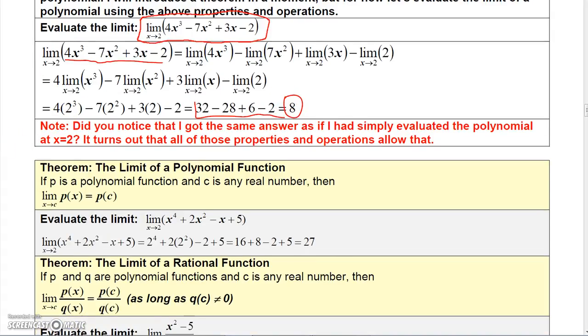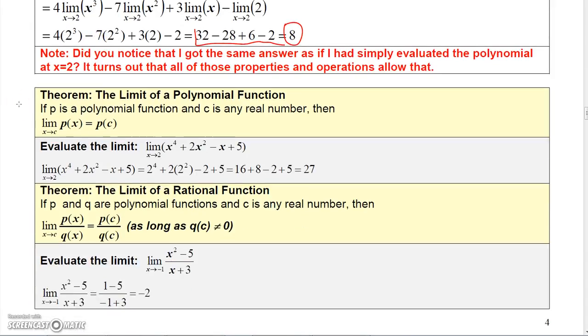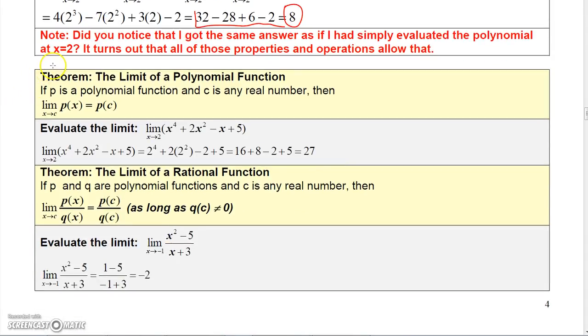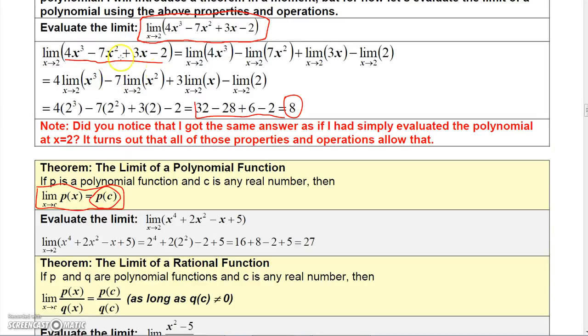Now, did you notice that if you had simply plugged 2 into this polynomial and evaluated it, you would have gotten 8? Because that's exactly what would have happened. Well, it turns out, since we have all those properties, to evaluate the limit of a polynomial as x approaches c, all we do is evaluate the polynomial at c. So I don't have to do all these steps up here.